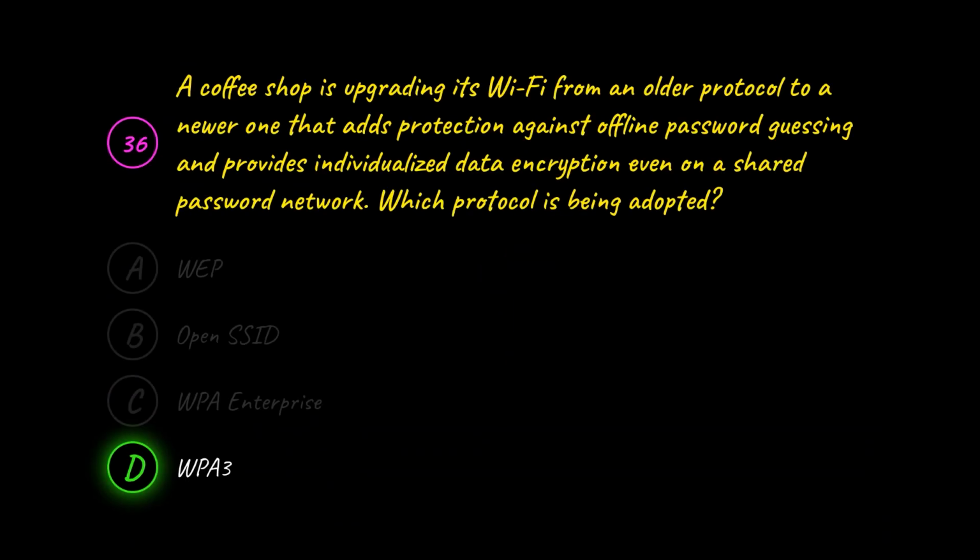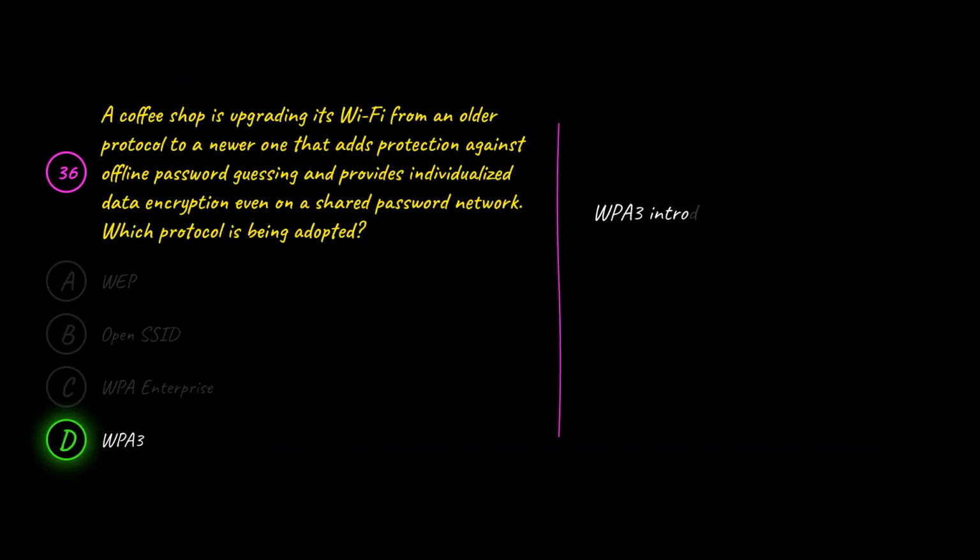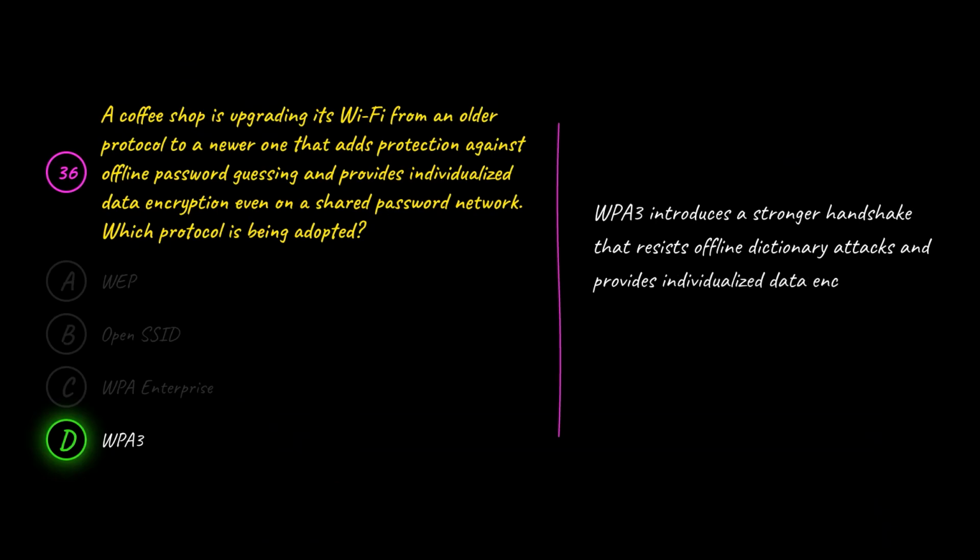The correct answer is D. WPA3. D is correct because WPA3 introduces a stronger handshake that resists offline dictionary attacks and provides individualized data encryption between each client and the access point. The improvements listed are its defining features.